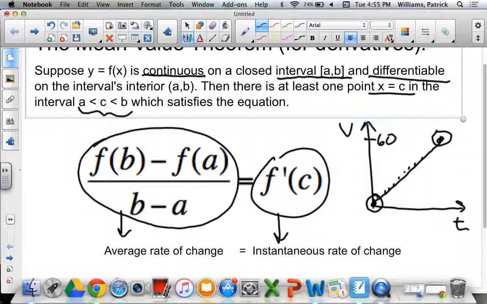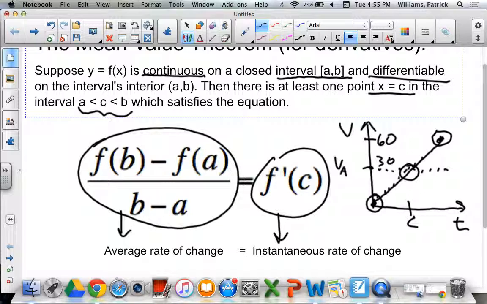So in this case, our average velocity would actually be equal to 30 miles per hour. So what the mean value theorem states is that there is some value c, in this graph the c would represent a time, where our instantaneous rate of change is equal to our average rate of change.